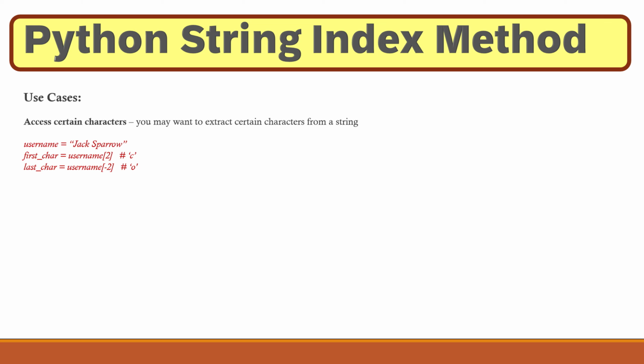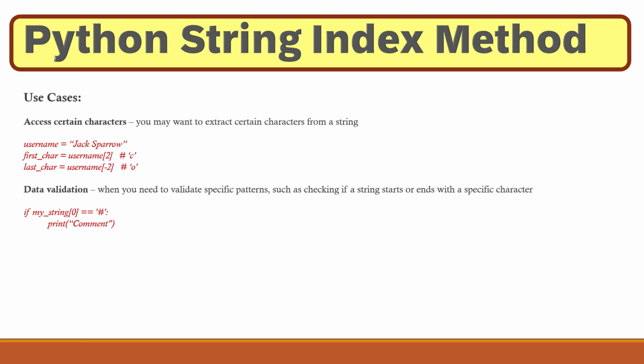On this page, you've got 3 use cases for using the string index method. The first one is accessing certain characters. So you may want to extract certain characters from a string. So username equals Jack Sparrow, and first_character equals username, and in brackets, I've got the index position of 2. So the output of 2 will be C. It starts from 0 for J, then 1 for A, and then 2 for C. And for the last character I've got -2, which is an O. So we have -1, which is the W, and then -2, the O.